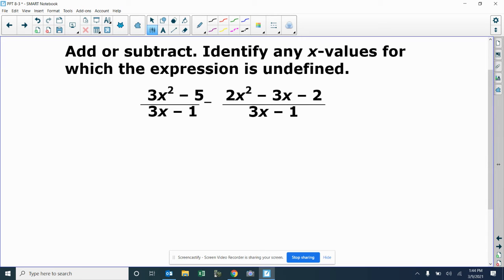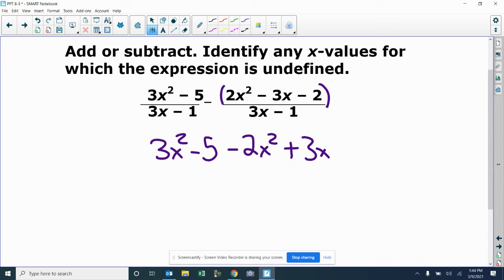So think of expressing or distributing that negative. We're going to have 3x squared minus 5. Now that's got to be distributed. Negative 2x squared, positive 3x, and then positive 2. Still, all of that over our same denominator, since we have it, was very convenient.